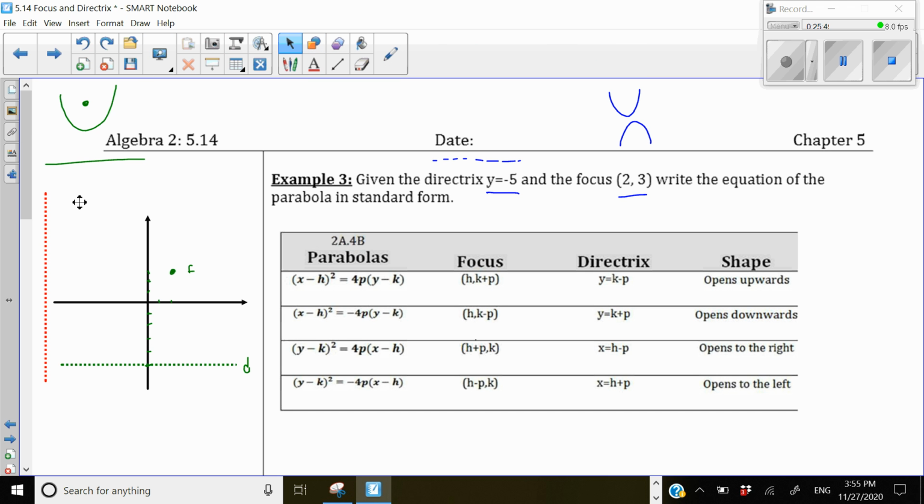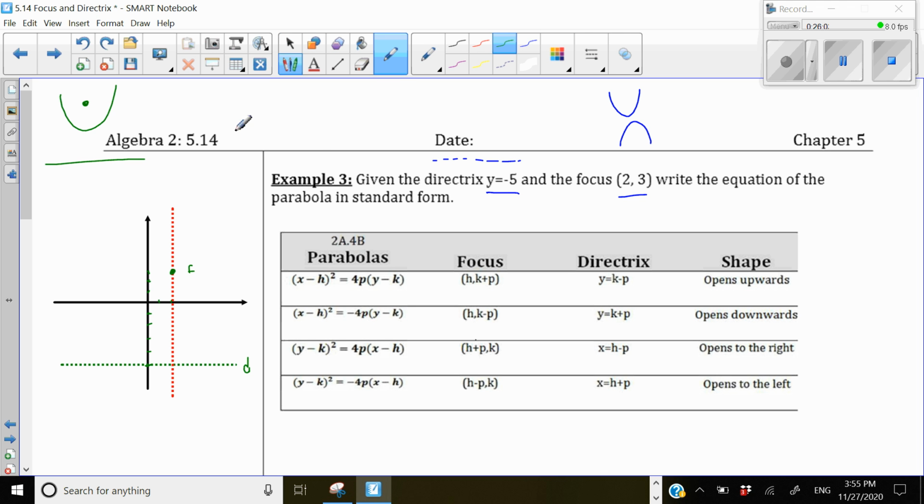Okay, now I need to find the vertex. I know that the vertex is passing through the axis of symmetry, and also focus is located on the axis of symmetry. So it's going to be something like this. Whatever is my focus, which is 2 and 3 here, the vertex is going to have the same x value because they are both on the same vertical line. So the vertex is going to be 2 and something. What is the y value?